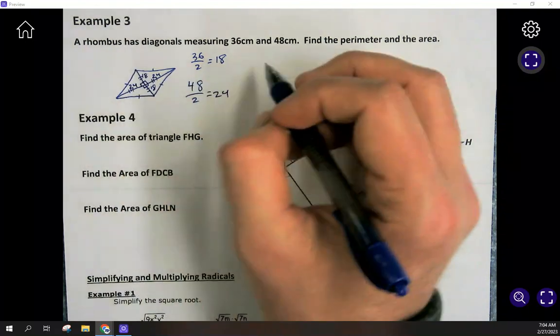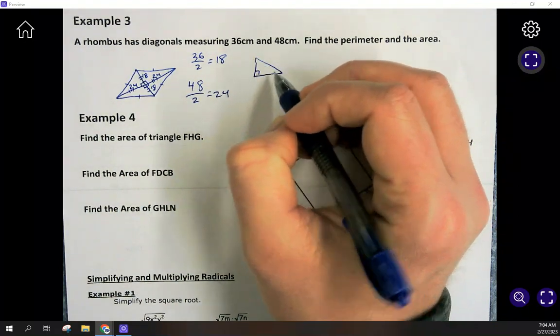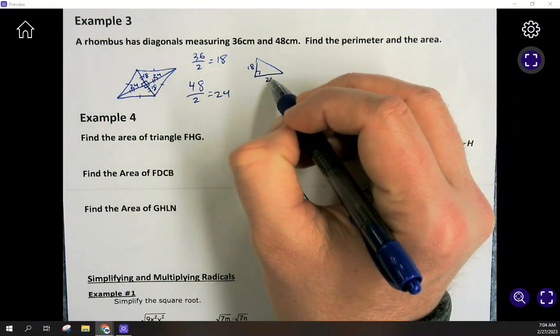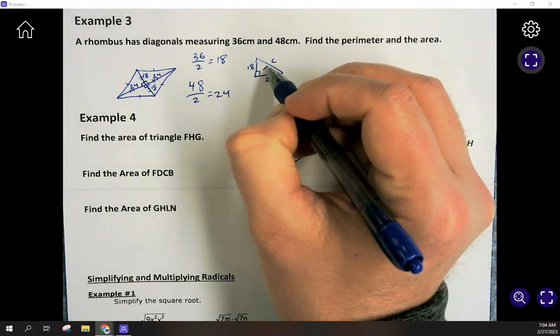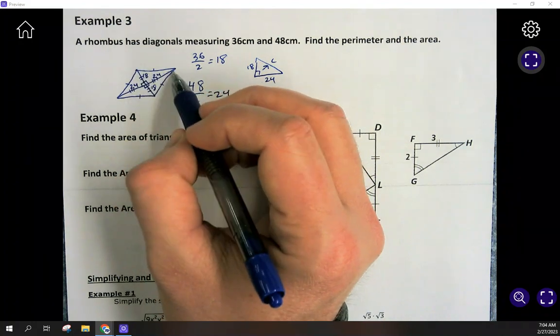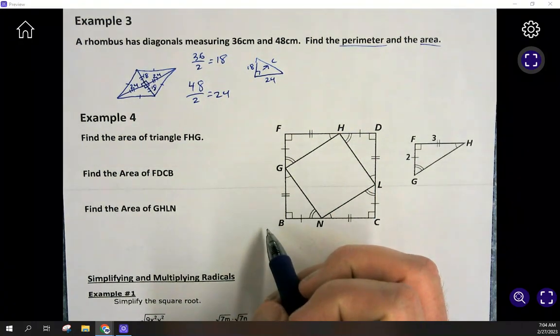So if I separate one of those triangles, one side is 18, the other side is 24. The outside here would be a C because it's across from your 90, and that would be the actual side of the rhombus. So they want me to find the perimeter and the area.